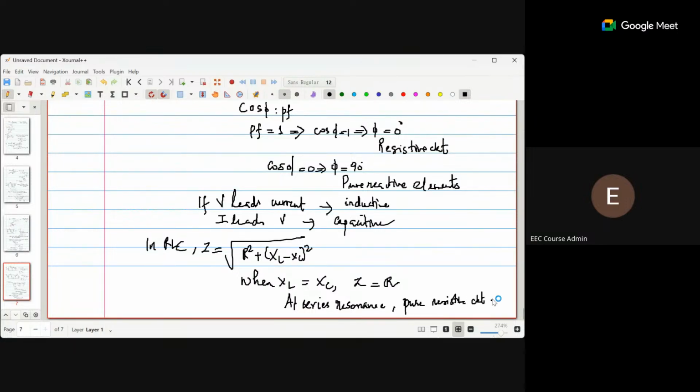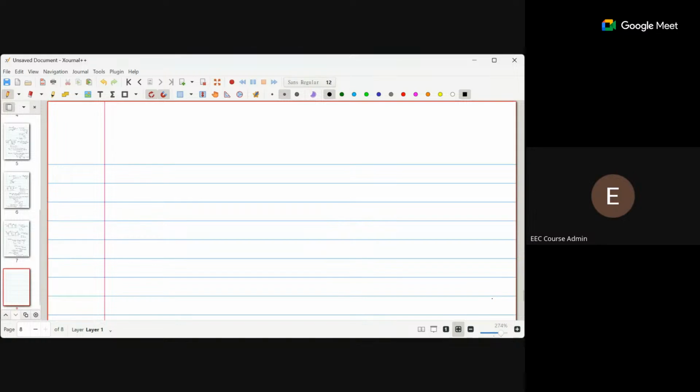Okay, so impedance will be minimum and current flowing will be maximum.